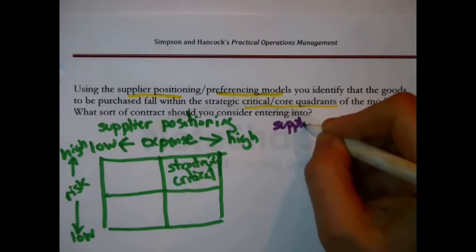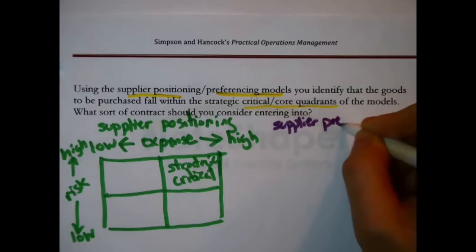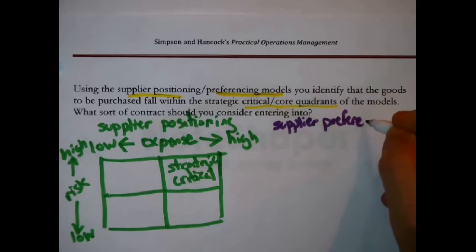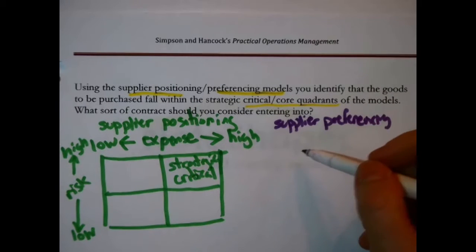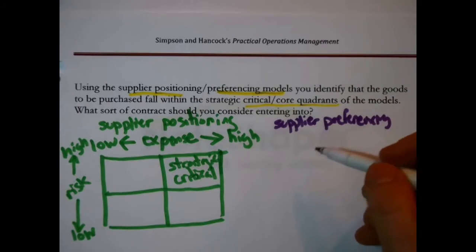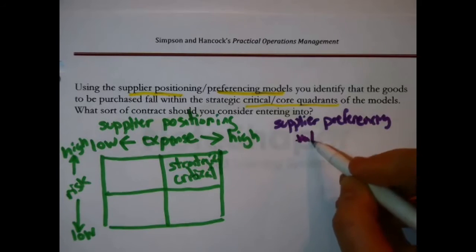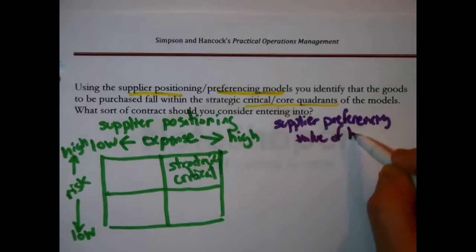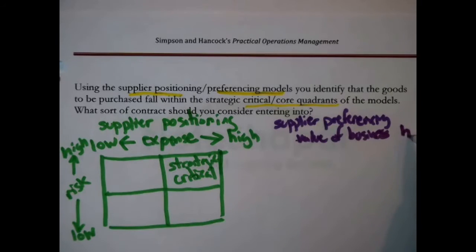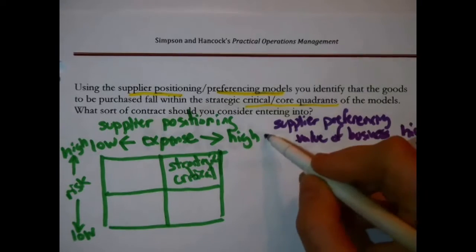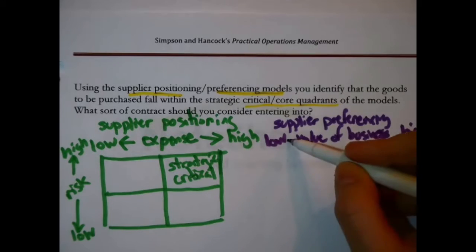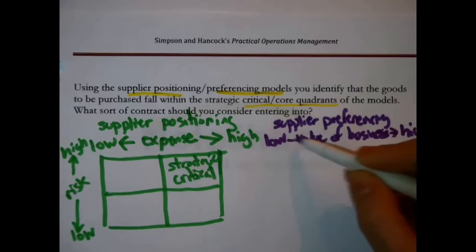Now, as opposed to, it says supplier positioning and supplier preferencing. Supplier preferencing is a classification scheme, but it's a scheme for how your supplier would see you. First, in terms of the value of your business. I mean, do you look like you'd be a big client or a little client to them? Well, that could vary, so I'm just going to write low and high, right? That's the first thing that they would consider.